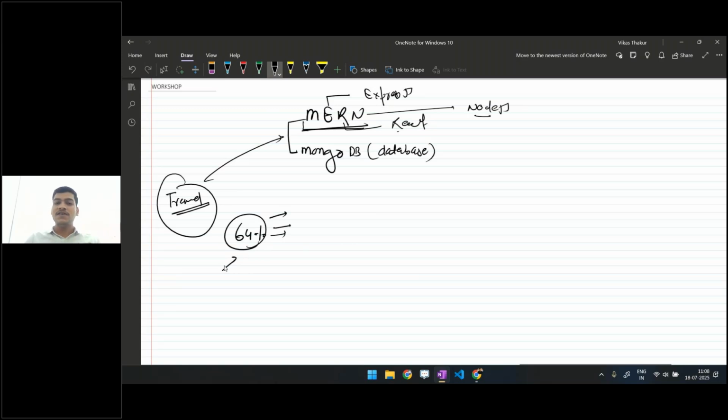When JavaScript came into the picture, I believe in 1995, it was not called JavaScript. It was named Mocha, M-O-C-H. Yes, it is not a drink's name. It's JavaScript's previous name. From 1995 till 2025, around 30 years into this journey, JavaScript is still covering 64% of the targeted audience in the technology department.